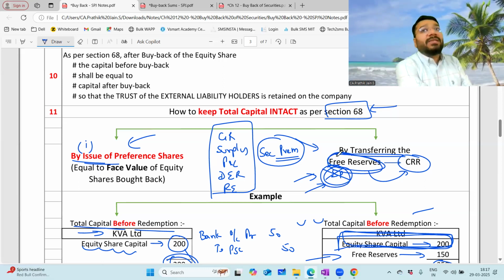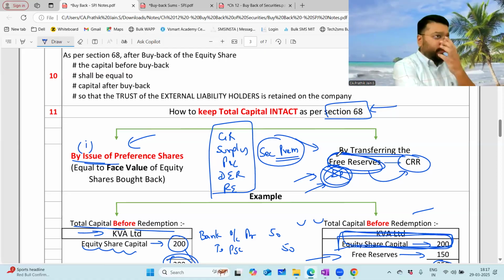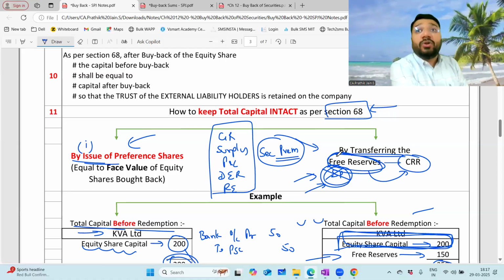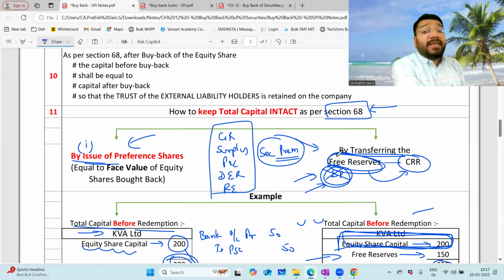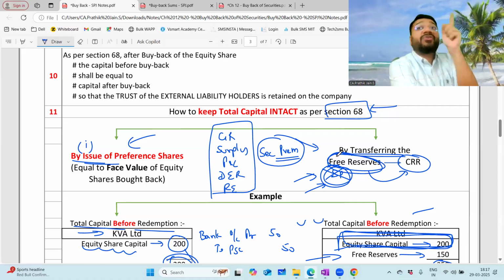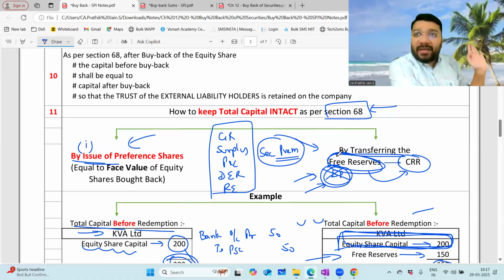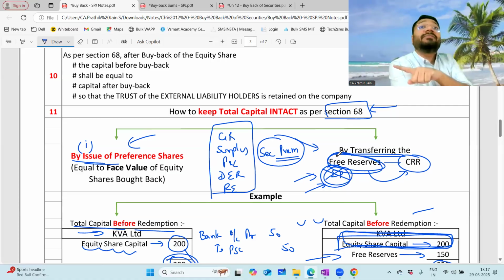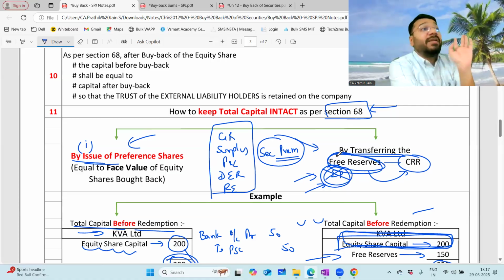Now, the question that comes is, sir, whenever we solve the practical questions, what are we going to do? We are going to do the same thing that the ICA has done. Wherever ICA has transferred the money from free reserves to CRR, despite premium being there, we will do that only. And wherever ICA has done security premium first and then free reserves, we will do that.